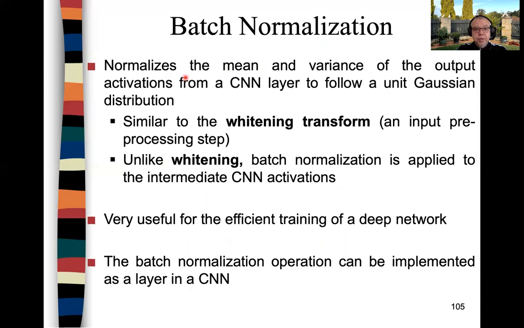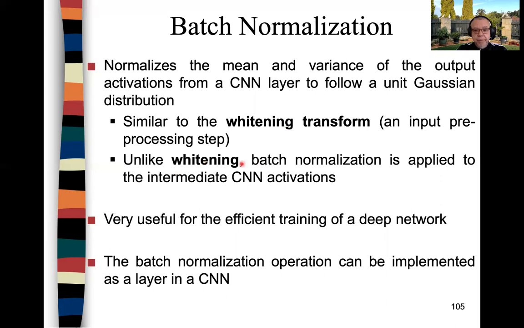So in this case, we normalize the mean and variance of the output activations from a CNN to follow a unit Gaussian distribution. This is similar to the whitening transform. We've seen that actually before. We didn't give it this name, but the whitening transform is where you normalize the mean and variance of your input only. It's a pre-processing step to make sure that your input has zero mean and unit variance, a variance of 1.